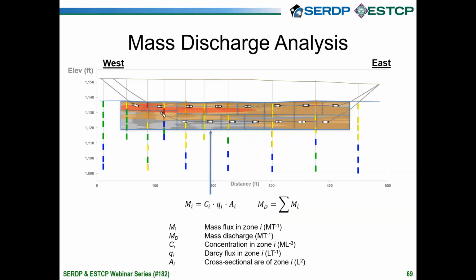So we use this to support the mass discharge analysis, and this was completed by discretizing the transect into a series of rectangles where the mass discharge for each rectangle was calculated by multiplying the concentration by representative groundwater flux for each sampling time. These elements were then summed to estimate the total mass discharge across the transect.